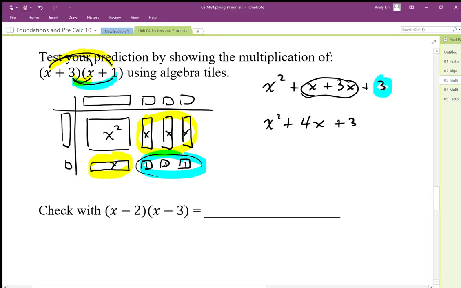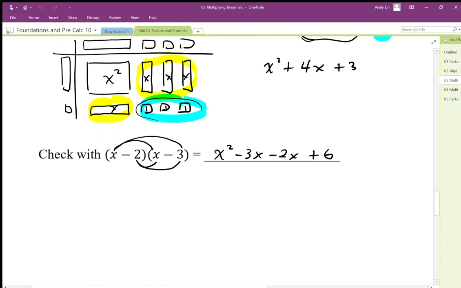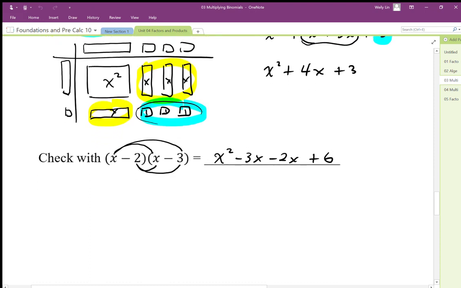So we'll do the distribution first here and see what we end up with, but we should make a prediction again. We should expect our middle term to be the sum of negative 2x and negative 3x, so it should be negative 5x, and the constant term should be the product of negative 3 times negative 2. As I do my distribution, I'm going to end up with x squared minus 3x minus 2x. Negative 2 times negative 3 is going to be positive 6. So there are my 4 terms. I'm going to combine my like terms.